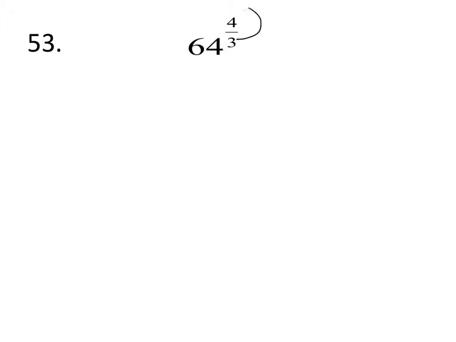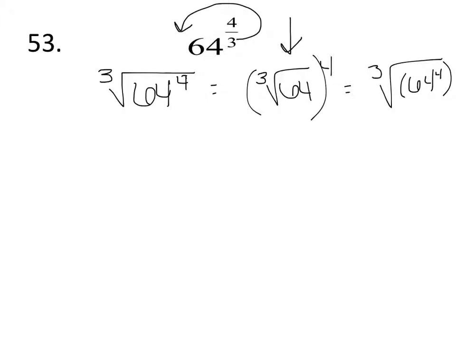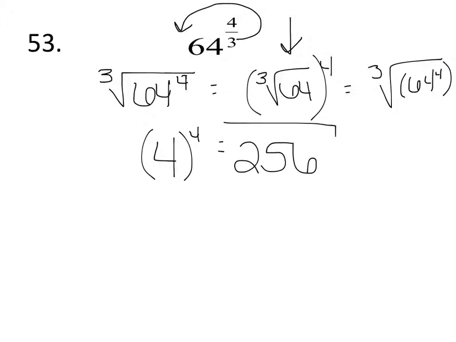All right, same situation here. Bring your denominator out to your index. So you have the cube root of 64 to the 4th power. Again, you can do it one of two ways. You can take the cube root of 64 first and then raise it to the 4th power, or raise 64 to the 4th power and then take the cube root. Either way, you're going to get the same answer. In this situation, I think taking the root first is easier. Cube root of 64 is 4. So you end up with 4 to the 4th power. And 4 to the 4th power is 256.